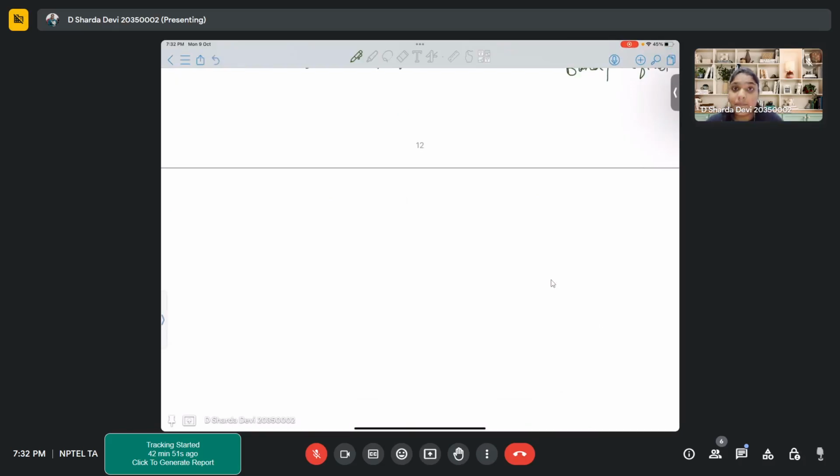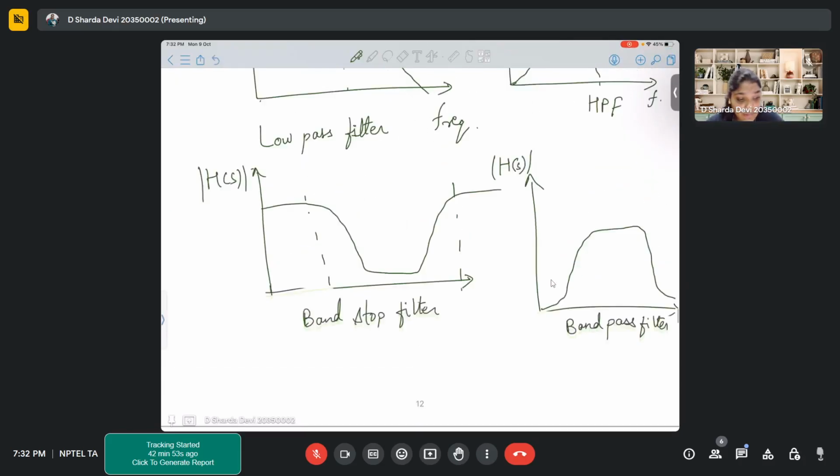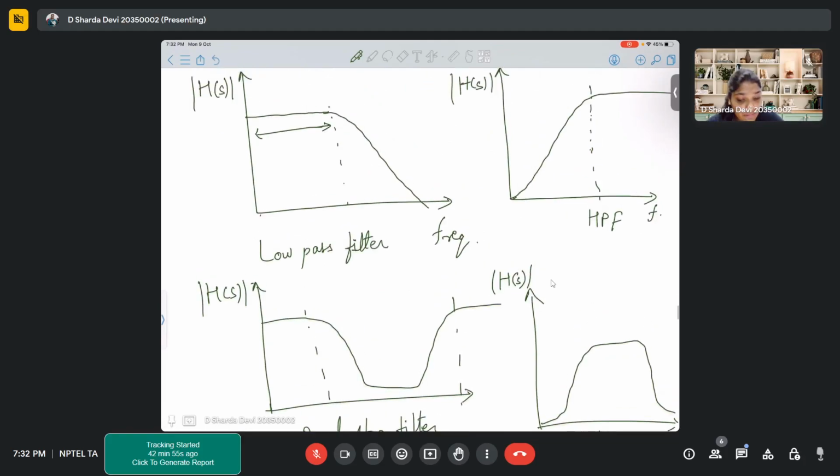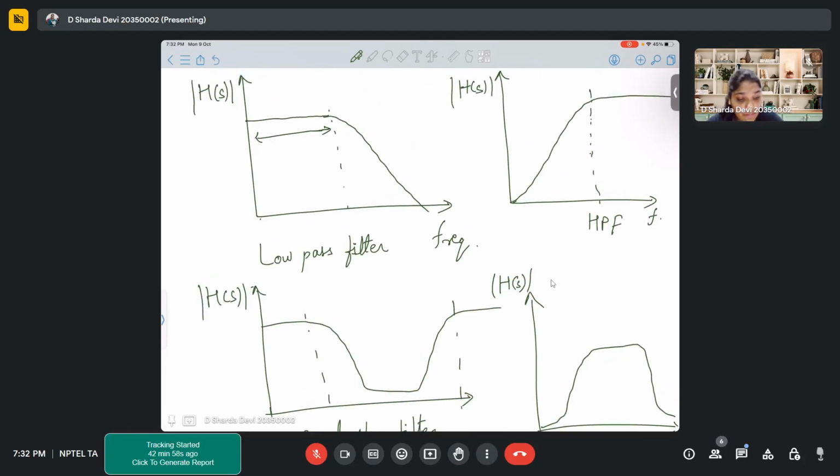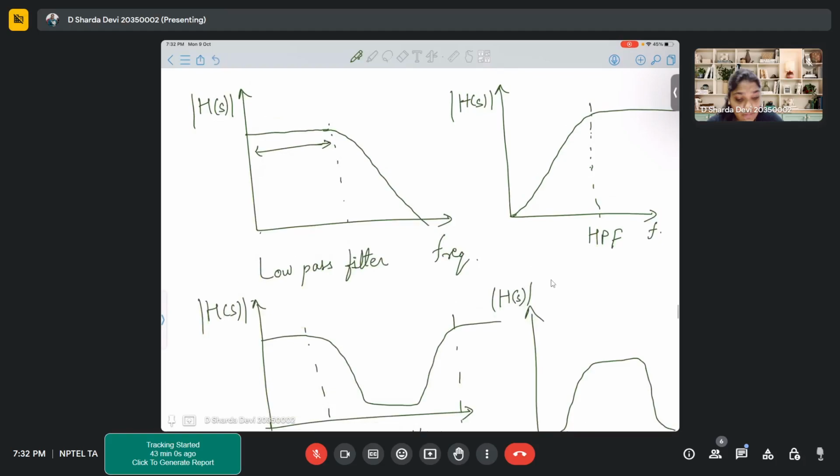Ma'am, previously you told me about the shortcut for finding the unity gain frequency through decade. If a zero is present in between, here it is minus 40 dB. I could not get your question. Can you repeat it again?